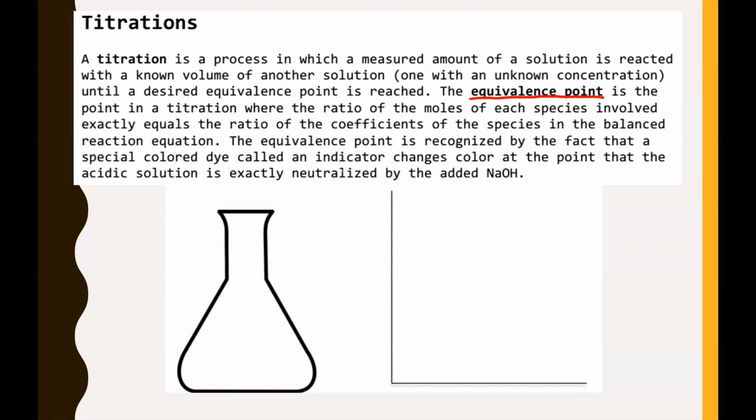Now, how do we know we've hit equivalence point? That's the real question. You're mixing your acid and your base together. How on earth would you have known that an equivalence point is reached? You're probably thinking, do we really seriously have to get out a calculator and calculate this? The answer is no, you don't.